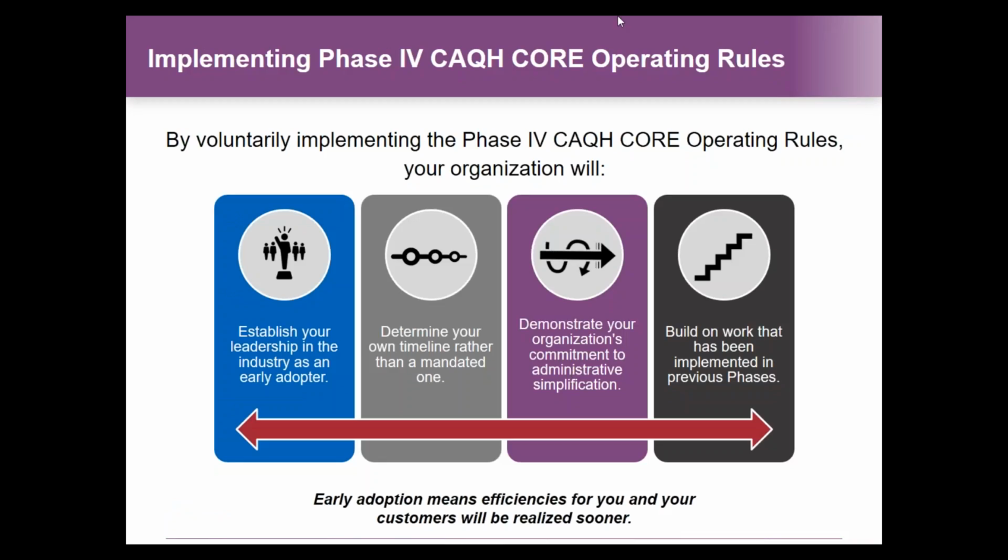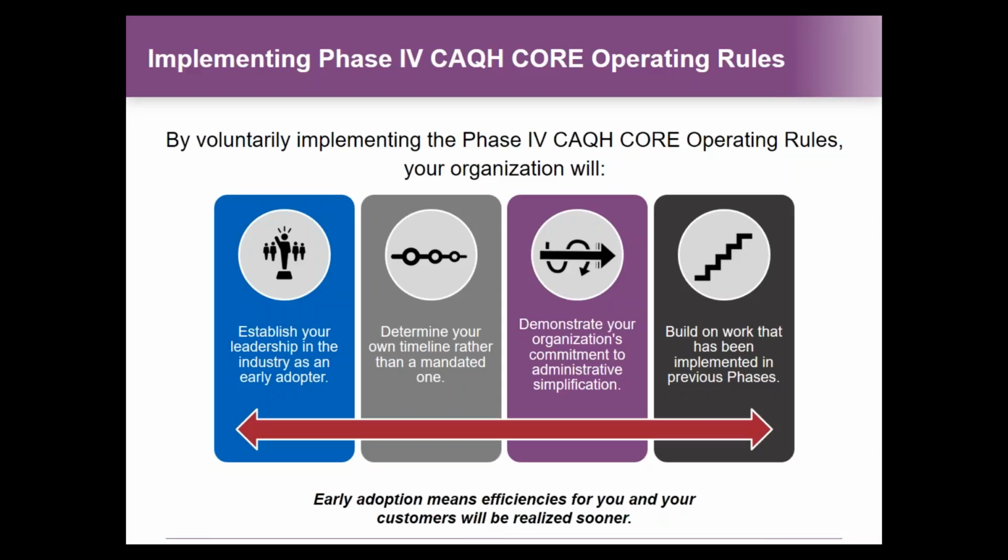On the next slide, you'll see that by voluntarily implementing the Phase 4 rules now, your organization really gets a jump on the marketplace. You establish your leadership in the industry as an early adopter, and we'll hear some quotes from some of those early adopters because they're already going through and they're being our beta testers. You can determine your own timeline. You can start now, or you can start the budgeting process or request for that now and move forward much more quickly than the rest of the industry.